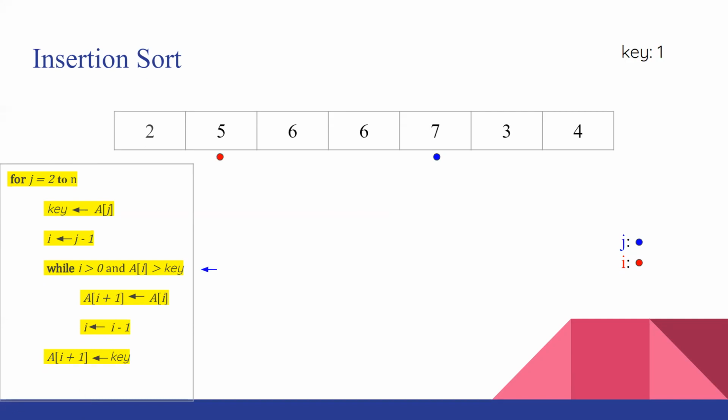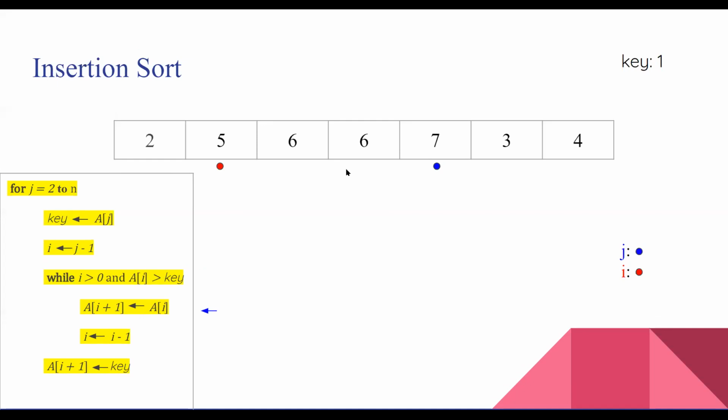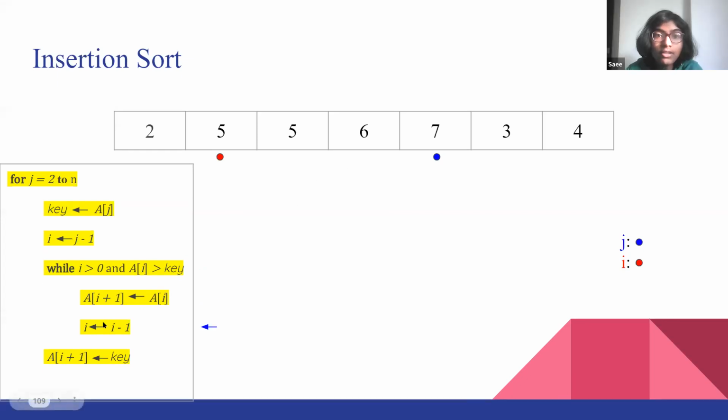Is I greater than 0? Yes, ma'am. And what is AI? 5. Is it greater than our key? Yes, ma'am. Awesome. So what will we do? Someone said shift it to the right. Exactly. We'll shift it to the right. Awesome. Shifted it to the right. And then we'll do I minus 1. So what will I become?